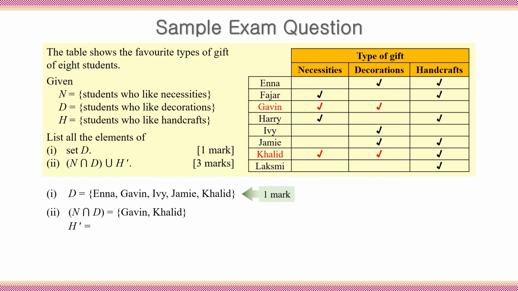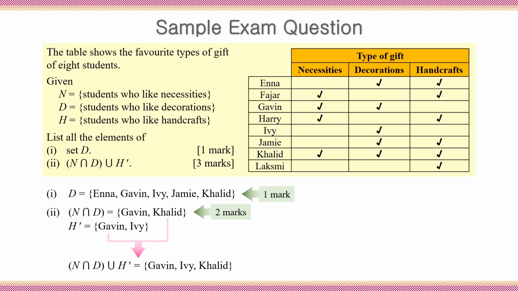The complement of H are the students who do not like handcrafts as gifts. That are Gavin and Ivy. Then, determine the union of these two. The elements are Gavin, Ivy, and Khalid.